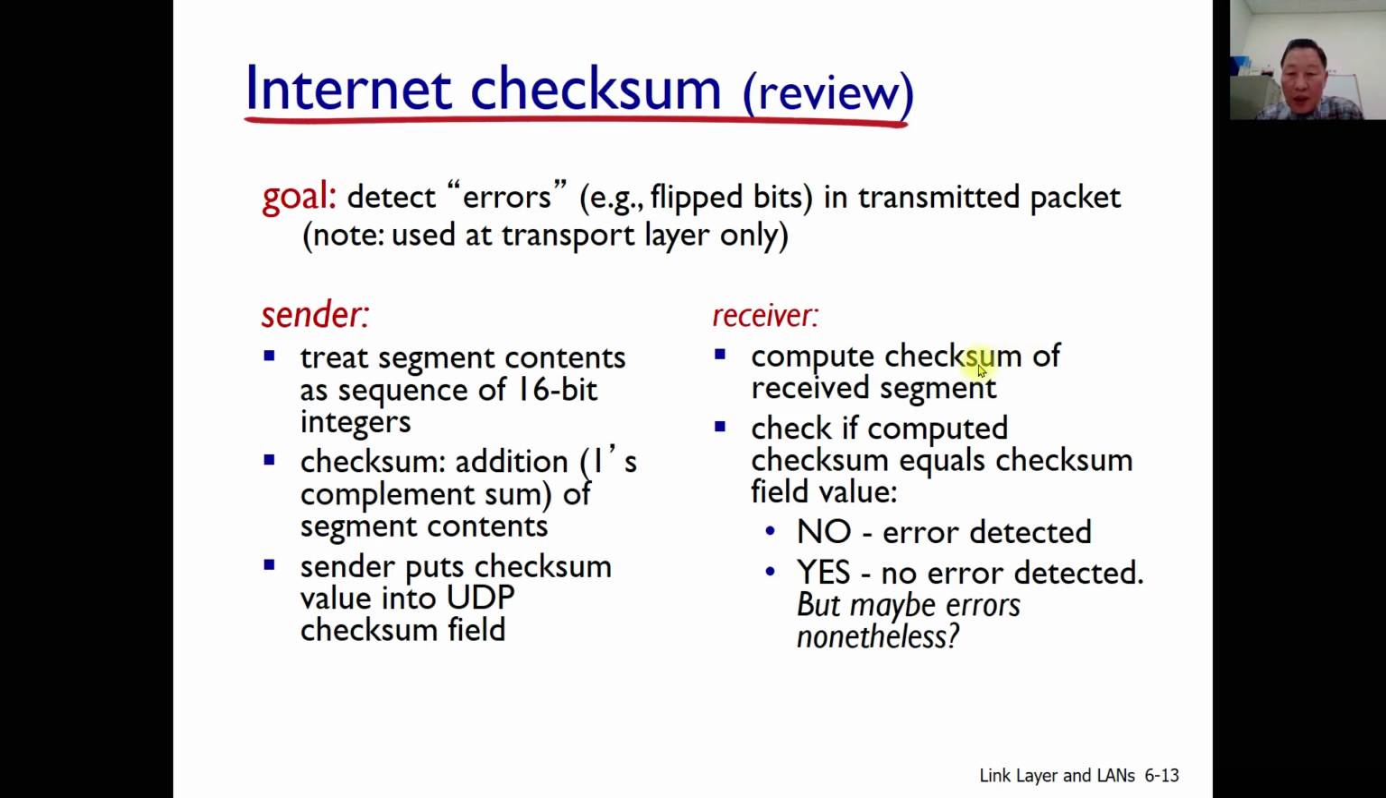The receiver will compute the checksum of the received segment and check if the computed checksum equals the checksum field value. If they are not the same, not equal, then the segment contains some error, and thus the error is detected. If the computed one and the received one are equal, that is okay, no error detected. But that is not 100% perfect, thus there may be errors nonetheless.